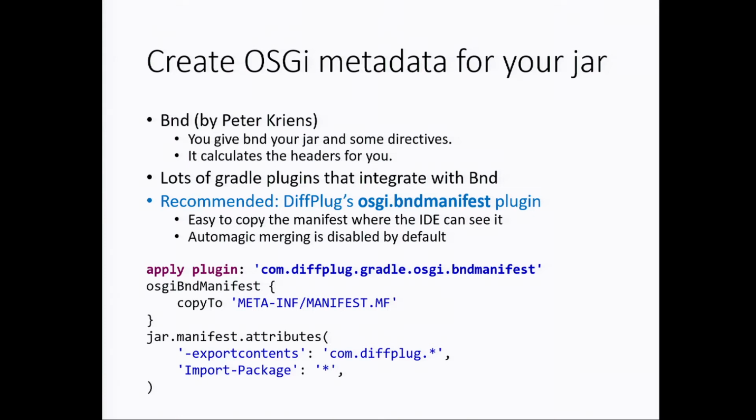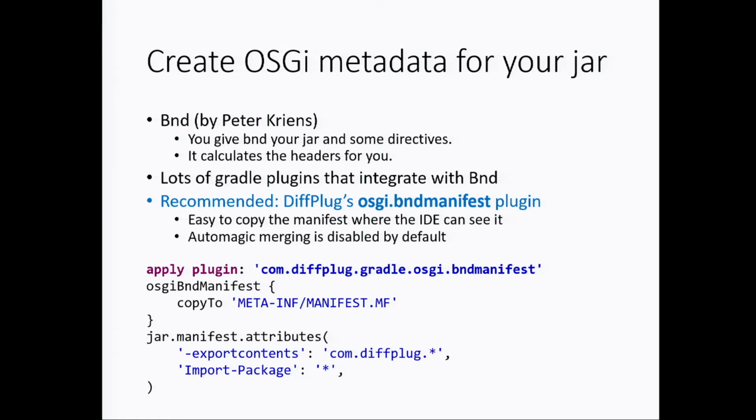The next thing you need to do if you want to build an Eclipse plugin is you need to generate OSGi metadata for your jar. And for sure, the way to go in this space is to use the Bnd tool developed by Peter Kriens. So the way that Bnd works is you give Bnd your jar and some directives, and it calculates the headers for you automatically. There are a lot of Gradle plugins that integrate with Bnd out there. But we've tried a lot of them, they all had their own little quirks that we had issues with. So we've developed our own called OSGi.bundmanifest, and it looks like this.